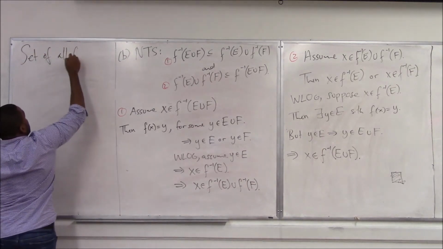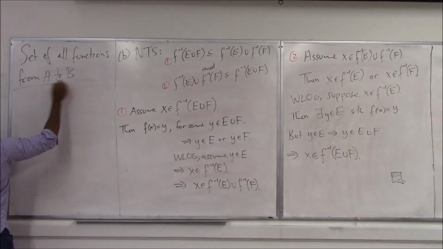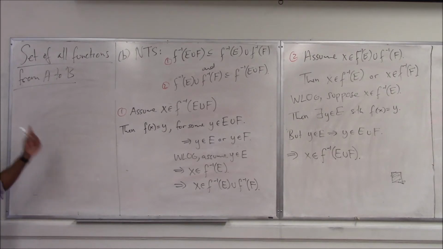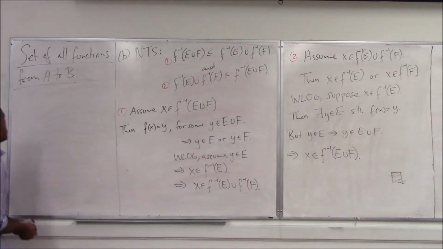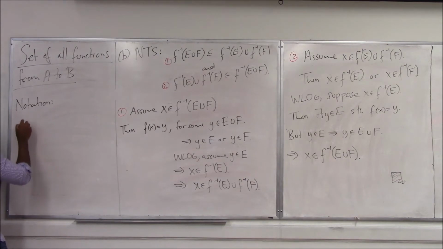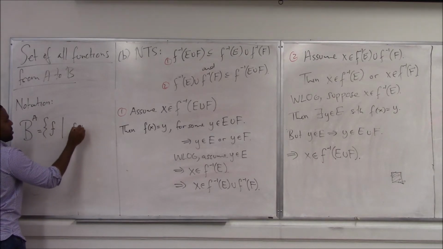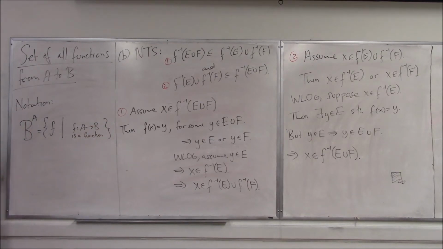The set of all functions. This is a very useful idea to think about. Not only is it useful in its own right, but it also has a lot of theoretical advantages to consider this set. And when we get to chapter 10, we'll actually use this to our advantage as well. So the notation here is B^A, B raised to the power A. This is the set of all functions f such that f from A to B is a function. So this is a set of functions.